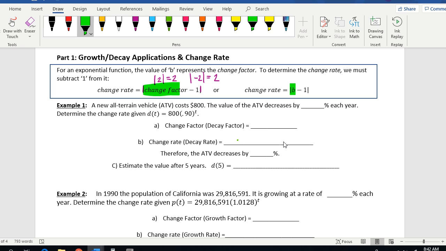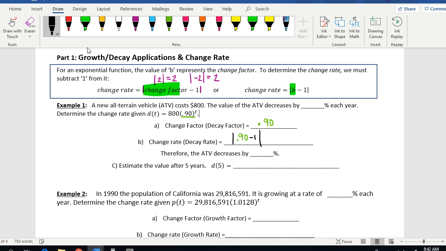So we're first going to identify the change factor. My change factor is, again, my b. It's always right in front of the x or the variable exponent. So that is going to be 0.90. To find the change rate, I'm going to take the absolute value of 0.90, and I'm going to subtract 1 from it.